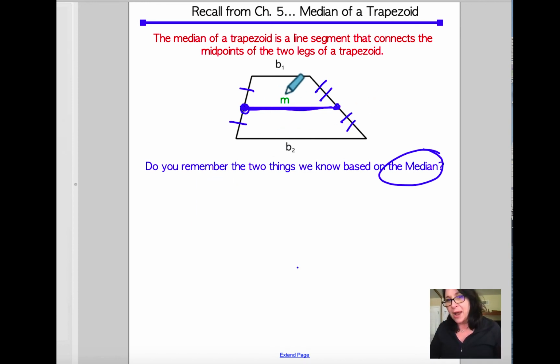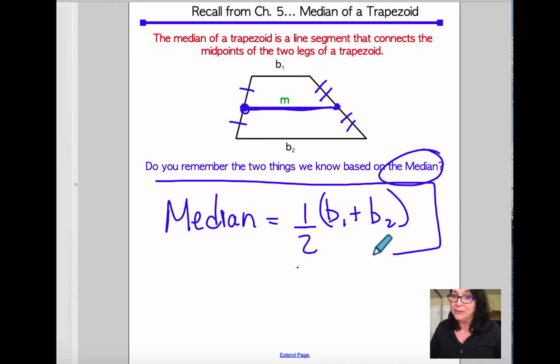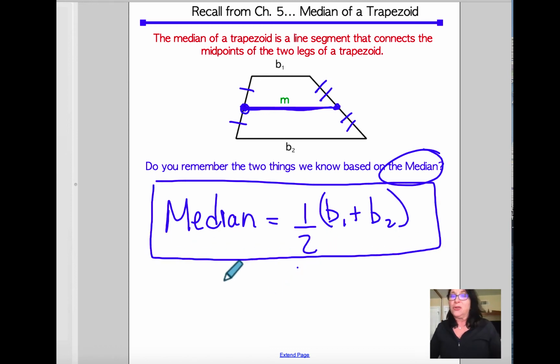So the way you would find the median formula, or the length of the median, is to use that formula. The median is equal to half the sum of the bases. So it's going to be base 1 plus base 2 divided by 2. Now, this does look really familiar, doesn't it? It almost looks like the area formula, which said the height divided by 2 times the sum of the bases. But this is different.